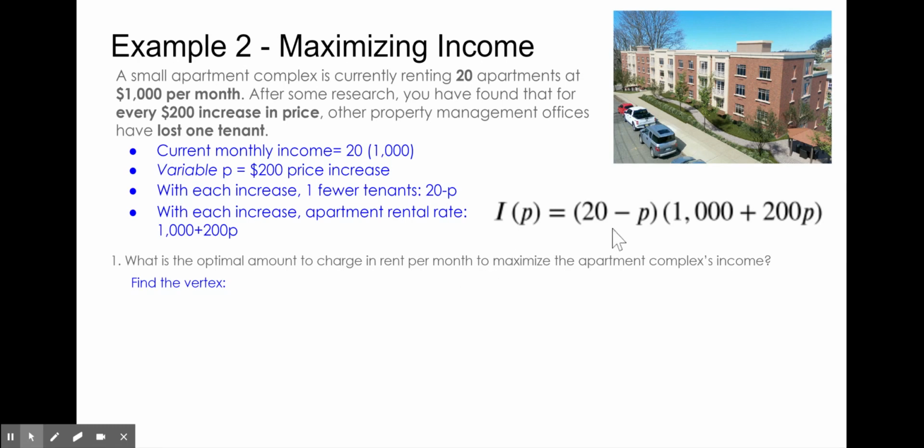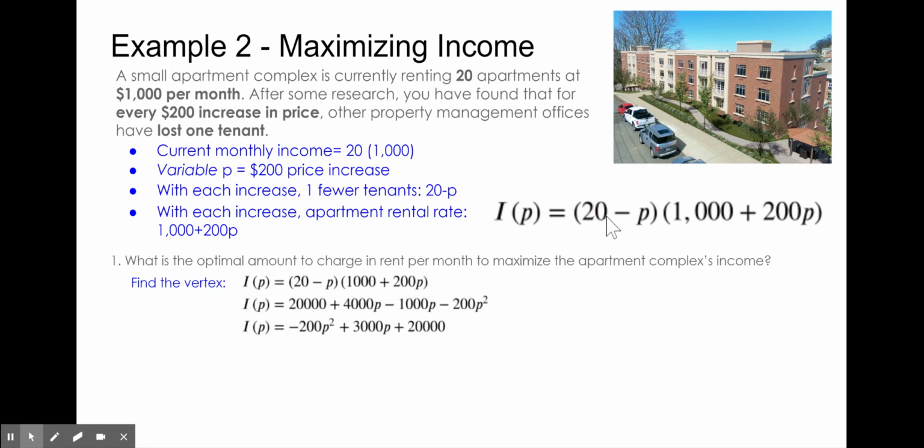First, we need to expand our factored form into standard form by multiplying our binomials. So we multiply each of the first two terms by each of the second two terms. We simplify our equation and we change the order of it so that it follows the normal standard form of the equation. To complete the square, we need to factor negative 200 out of all three terms. Once we do so, we can see that in parentheses we have p squared minus 15p minus 100.